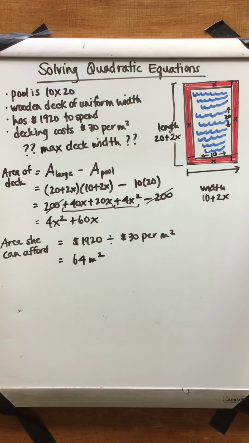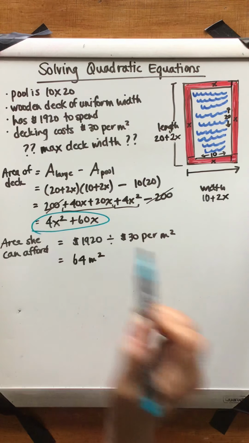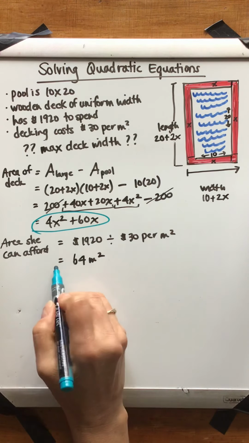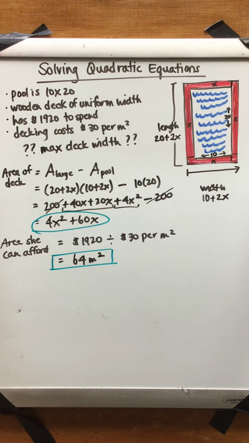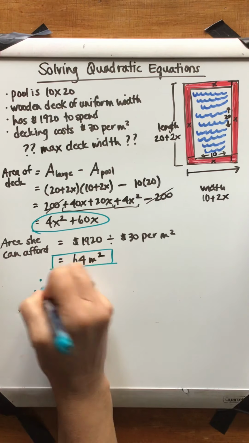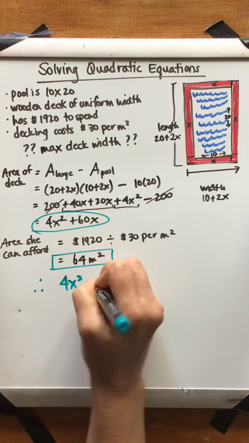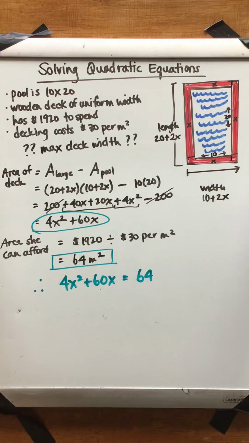So here's a really cool thing we can do. We see that the area of the deck measures this, and then we also see that she can afford 64 square meters worth of decking. So we can set these equal to each other. So therefore, the actual area of the deck is equal to the area of decking she can afford. All right.